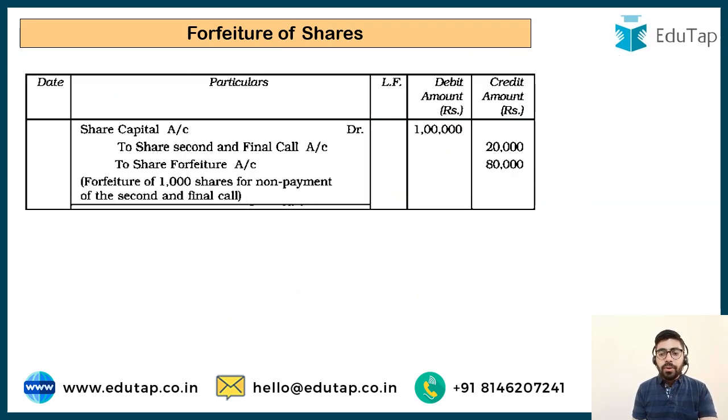So this is how the things look like in the form of a journal entry. So share capital account is debited by 1 lakh. Share second and final call was debited by 20,000 when the call was due, but now the call has not been received. Now we have to cancel this particular entry, so we are again crediting it, and 80,000 we are transferring to share forfeiture account. This is the amount which has been actually received from Sahil. So all the amounts which have been received are to be transferred to the share forfeiture account except securities premium. This is something which you should remember.